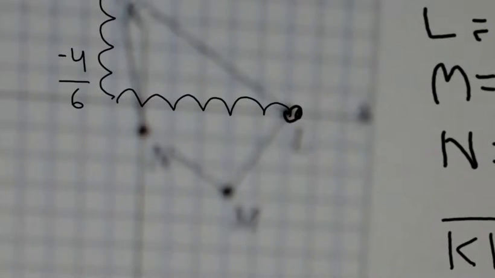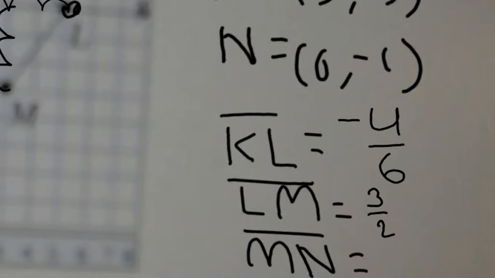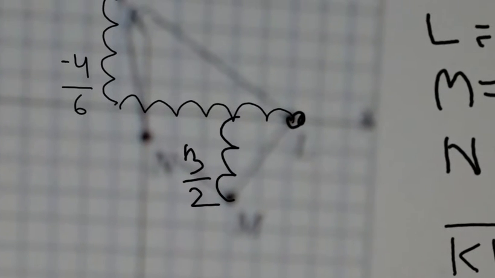So now we're doing LM. LM is pretty simple, it's the same way but counting up this time. So it's 1, 2, 3. So it's 3 up, and it's going 2 that way. So there we go. Now we have 3 over 2 for LM. As you see, 3 up, 2 over.